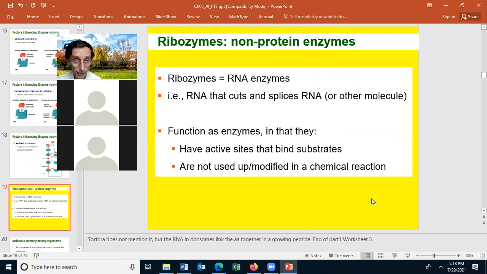They're not used up or modified in the chemical reaction, so once they work, they can make the product and then go and bind to another substrate. Tatora does not mention it, but we will talk about ribosomes, which link amino acids together in the growing polypeptide chain.